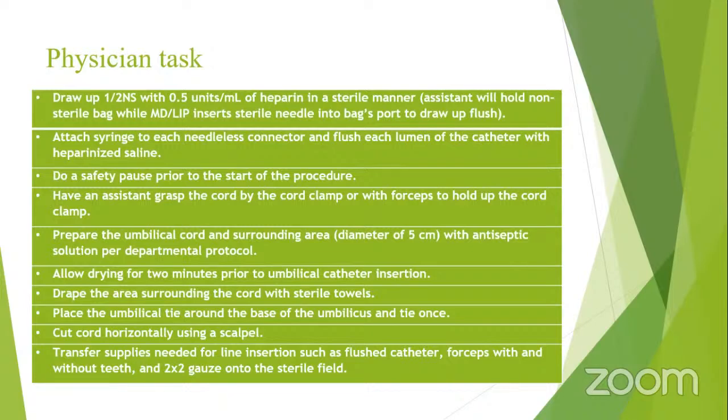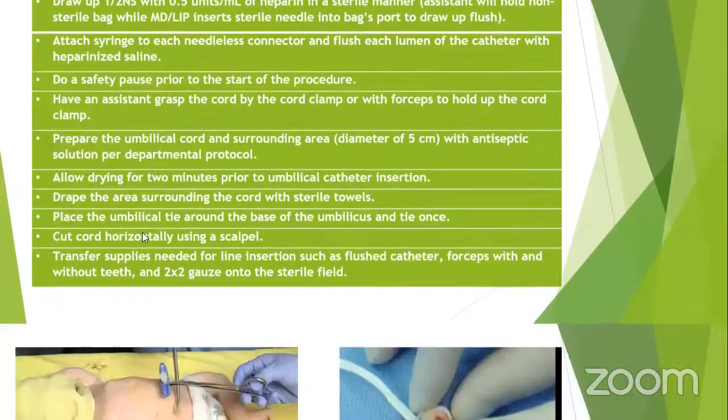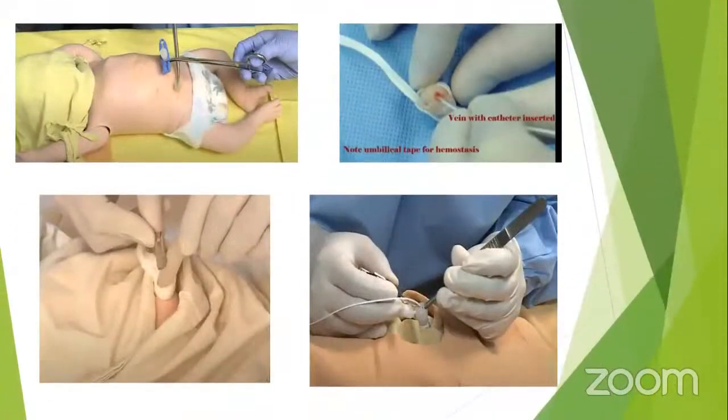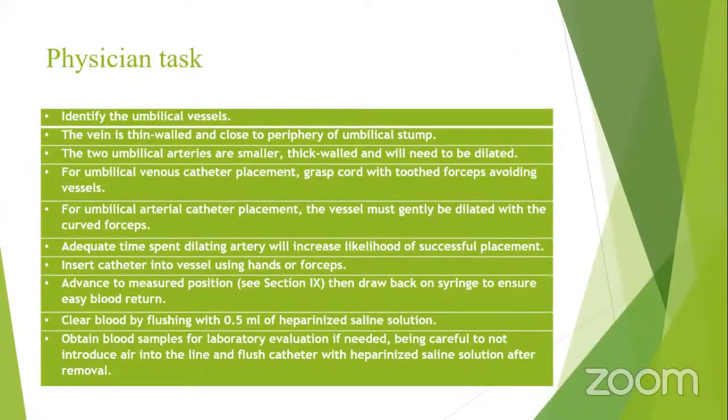Transfer supplies needed for line insertion, such as the flushed catheter, forceps with and without teeth, and 2x2 gauze, onto the sterile field. Identify the umbilical vessels. The vein is thin-walled and close to the periphery of the umbilical stump. The 2 umbilical arteries are smaller, thick-walled, and will need to be dilated.